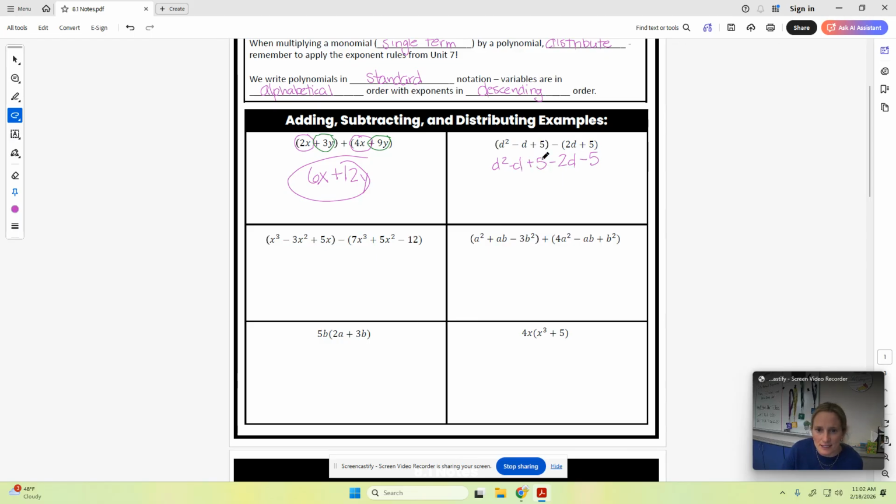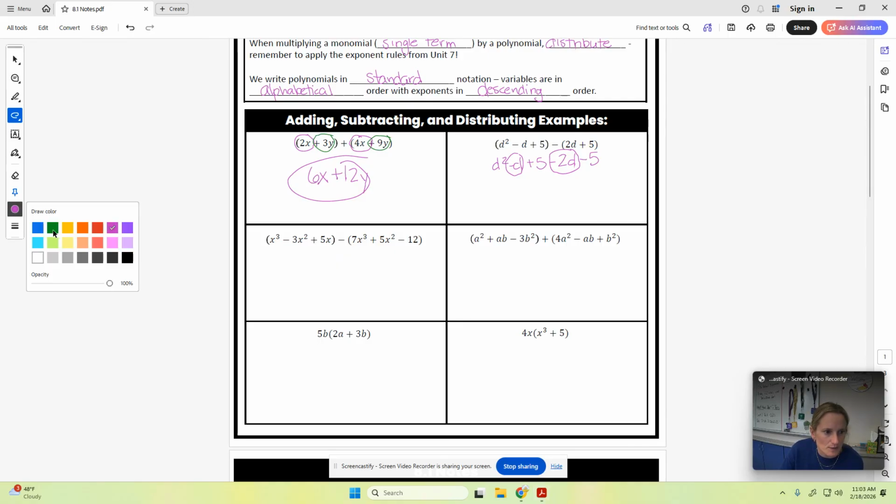Now I'm looking for my like terms. The d squared does not have a like term. This negative d and the negative 2d are both like terms, so I'm going to circle those in the same color. And I'm going to circle this subtraction so that I know that it's attached to the 2d.